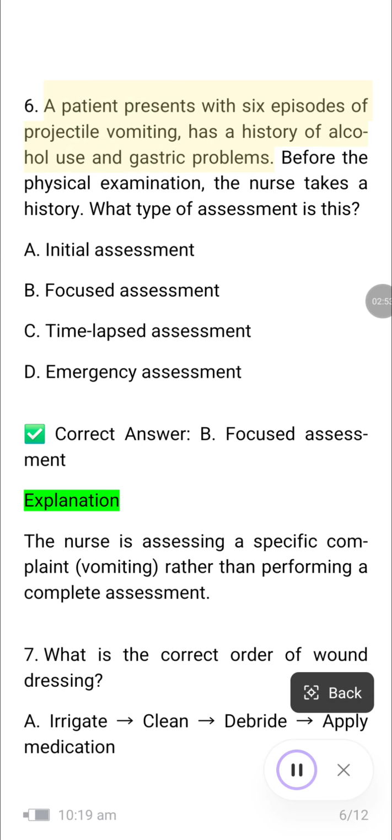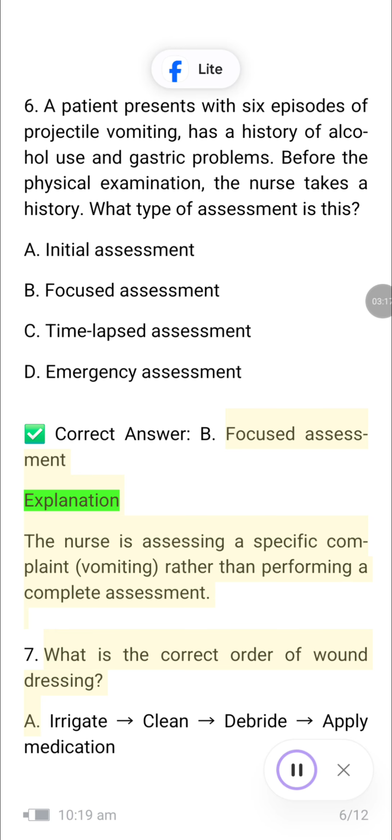A patient presents with 6 episodes of projectile vomiting, has a history of alcohol use and gastric problems. Before the physical examination, the nurse takes a history. What type of assessment is this? A. Initial assessment. B. Focused assessment. C. Time-lapsed assessment. D. Emergency assessment. Check mark correct answer. B. Focused assessment. Explanation. The nurse is assessing a specific complaint, vomiting, rather than performing a complete assessment.